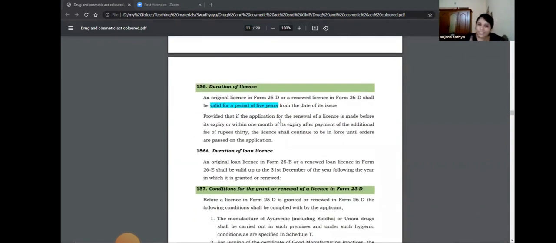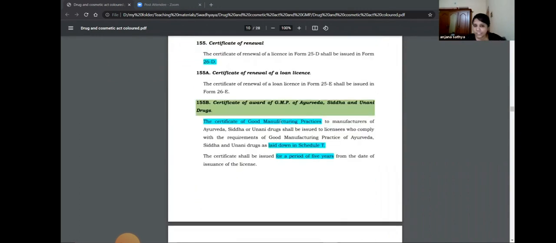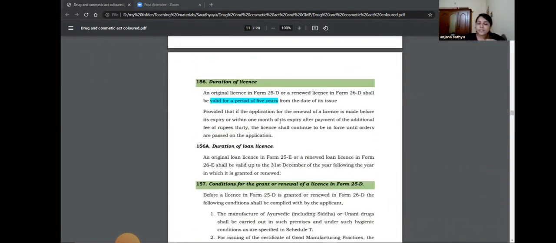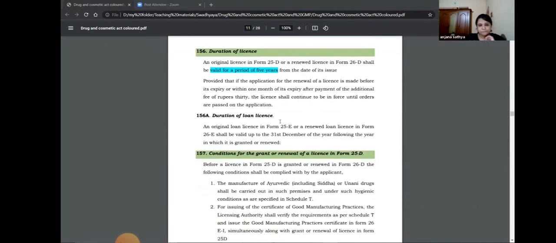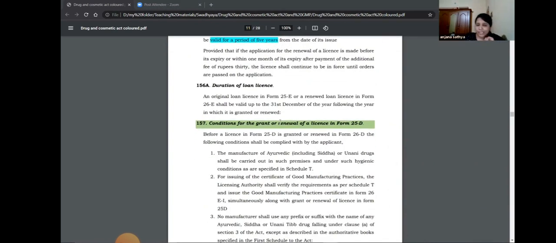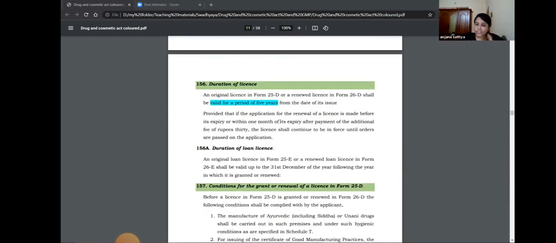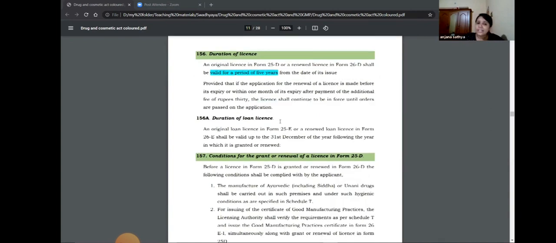This is the duration of a GMP and this is the duration of a drug license. That is also valid for a period of 5 years. Duration of loan license is different.